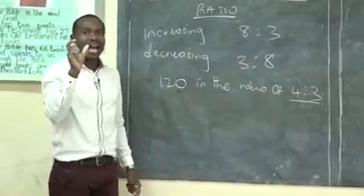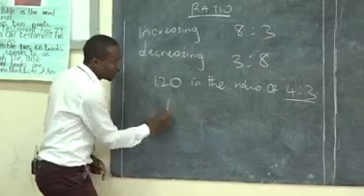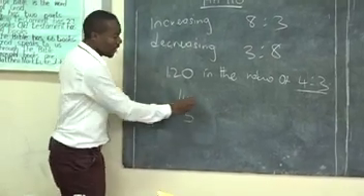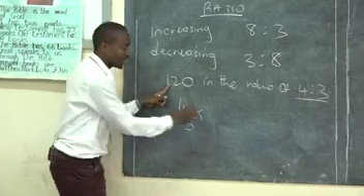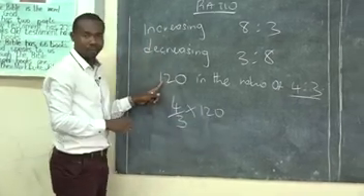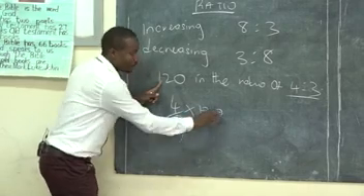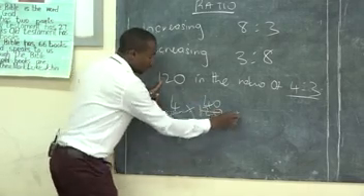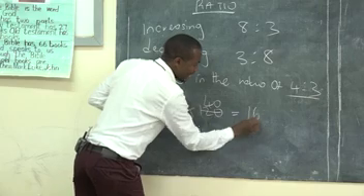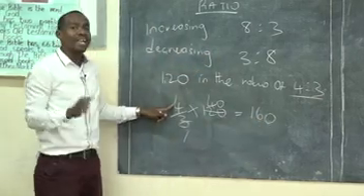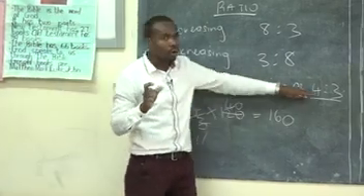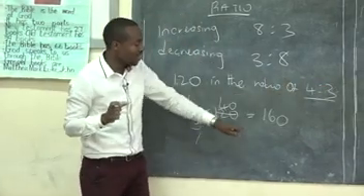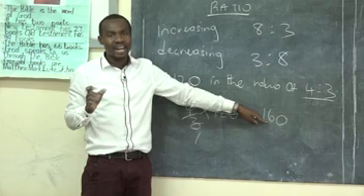You write as a fraction, which is 4 over 3. Then you multiply the number that you are given. In this case, it is 120. We have here 1, here we have 40. So this one will become 160. So we have increased 120 in the ratio of 4 is to 3, whereby we are having that number as 160.